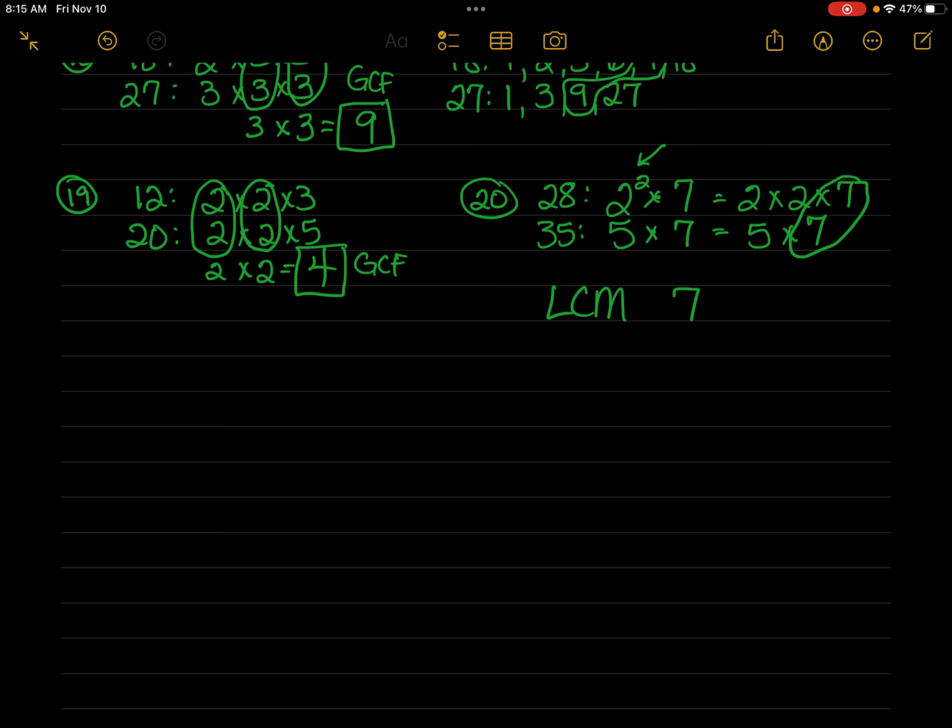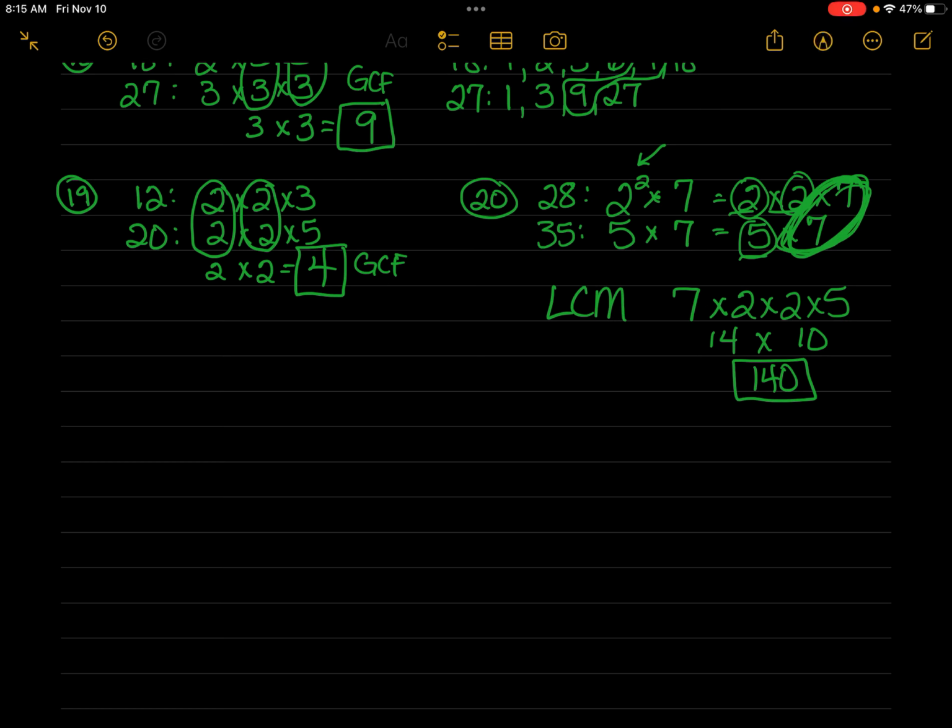It's going to multiply. So I need to write down this 7 one time. That's their GCF. And then I'm going to write down all these other numbers just one time. So 7 times 2 times 2 times 5. So each of these got written down once, and then this got written down once, not twice. So now I can work this out. That's 14 times 10. That's 140. Okay, so my LCM for 28 and 35 is 140.